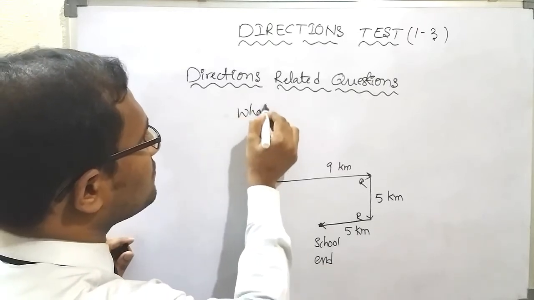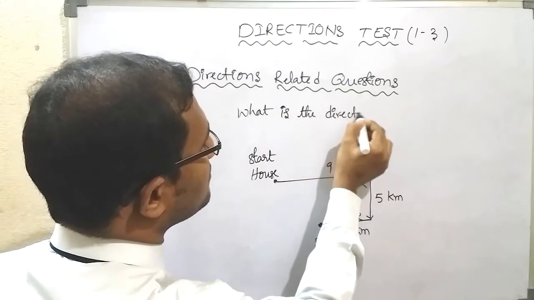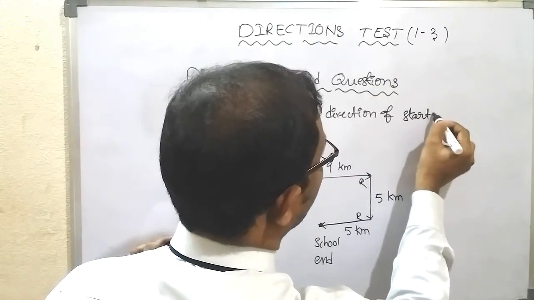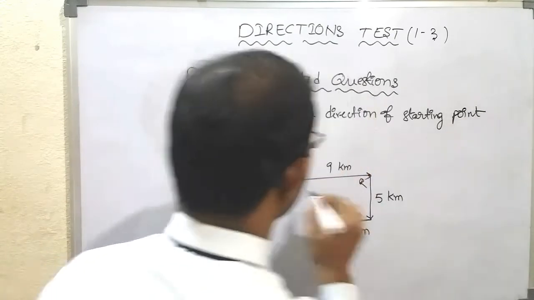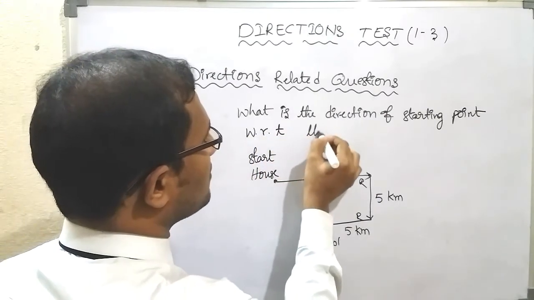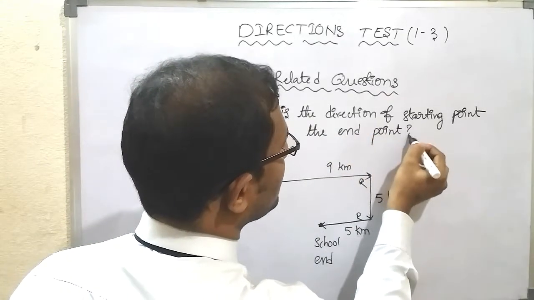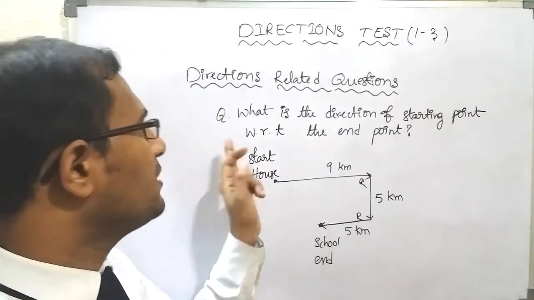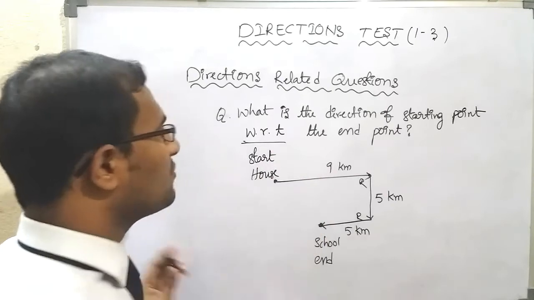What is the direction of the starting point with respect to the end point? So the question is going to be given like this: what is the direction of the starting point with respect to the end point? Here you need to remember this keyword. What is this keyword?